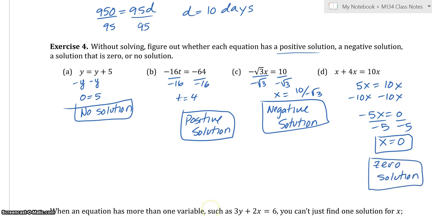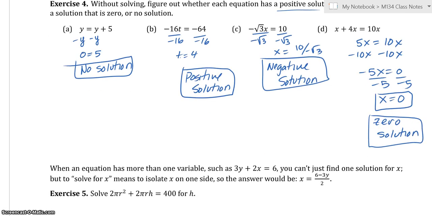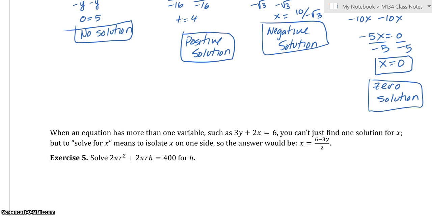Great. So this is a review of solving equations. Last exercise, we're going to look at review how to solve for a variable. This one looks tough, but we can do it. When an equation has more than one variable, such as 3y plus 2x equals 6, you can't just find one solution for x. But to solve for x means to isolate x. We saw this in the last chapter. So if you solve for x here, how they got the solution, let's just go ahead and try that one.